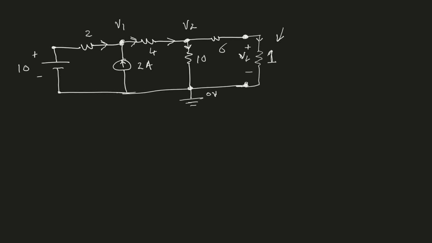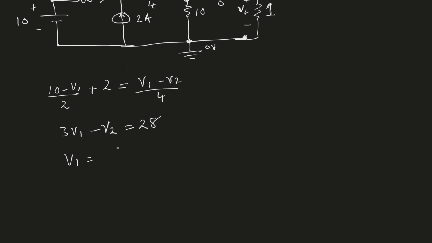At node 1, I will apply KCL, and the current entering must be equal to the current leaving. So therefore, I have 10 minus V1 divided by 2, plus 2 ampere is also entering. This should be equal to the current that is leaving, and that is equal to V1 minus V2 divided by 4. And we previously solved this equation, and after rearranging, we will arrive at this equation that 3V1 minus V2 equals 28, or I can say that V1 is 28 plus V2 divided by 3. So this is the first equation.